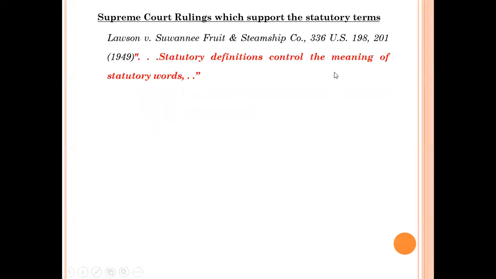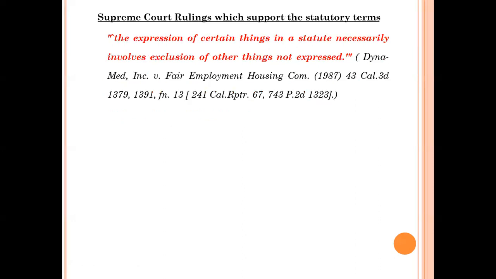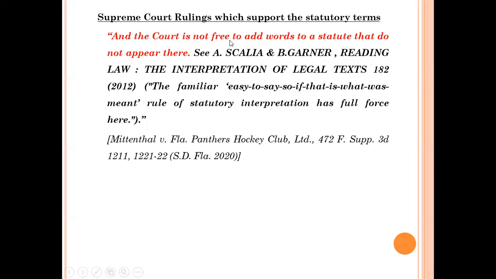Statutory definitions control the meaning of statutory words. All right. Under the principle of ejusdem generis, when a general term follows a specific one, the general term should be understood as a reference to subjects akin to the one with specific enumeration. Come on, people. The expression of certain things in a statute necessarily involves exclusion of other things not expressed. Boom. And the court is not free to add words to a statute that do not appear there. So if they are not able to do it, why should we be able to do it?